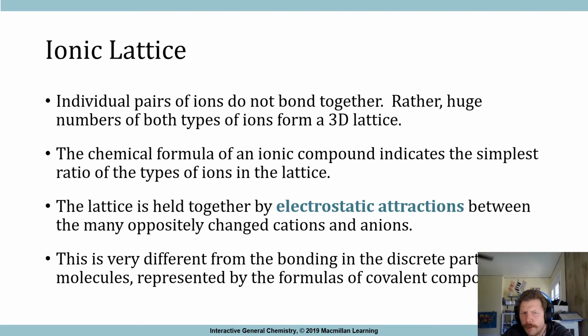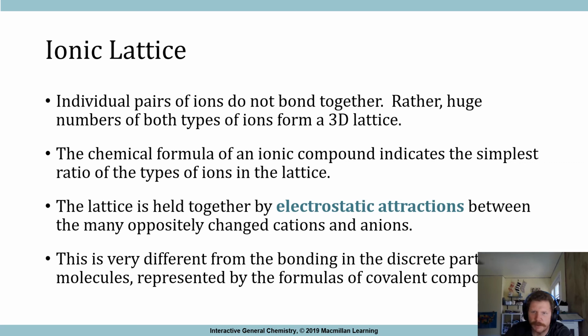The chemical formula of an ionic compound indicates the simplest ratio of the two types of ions in the lattice. So essentially what this means, if you have sodium chloride, you don't have one sodium ion and one chloride ion. You've got 10,000 sodium ions and 10,000 chloride ions. That's a 1-to-1 ratio. The lattice is held together by electrostatic attractions between the many oppositely charged cations and anions.